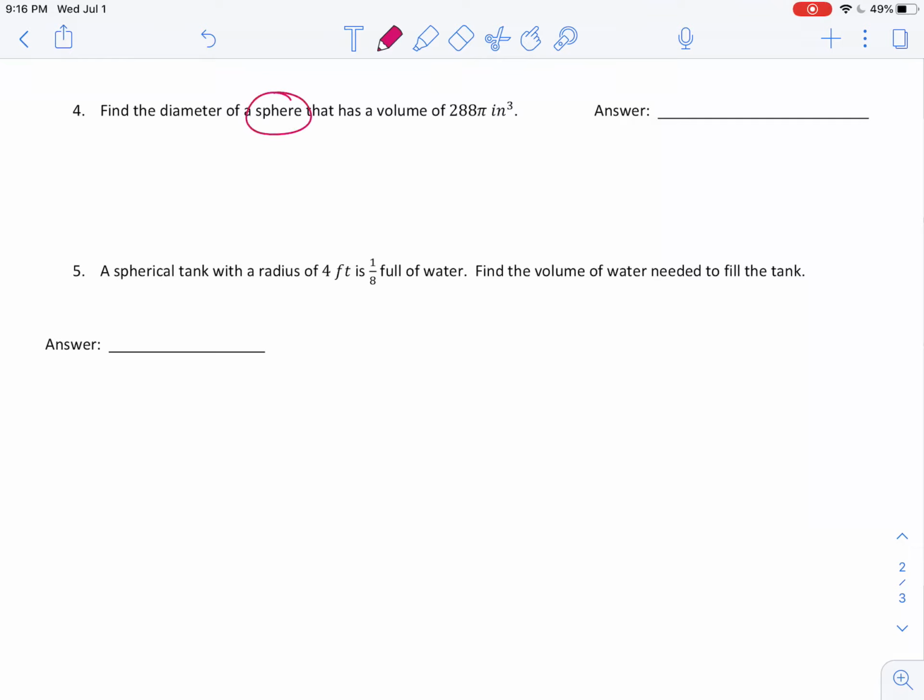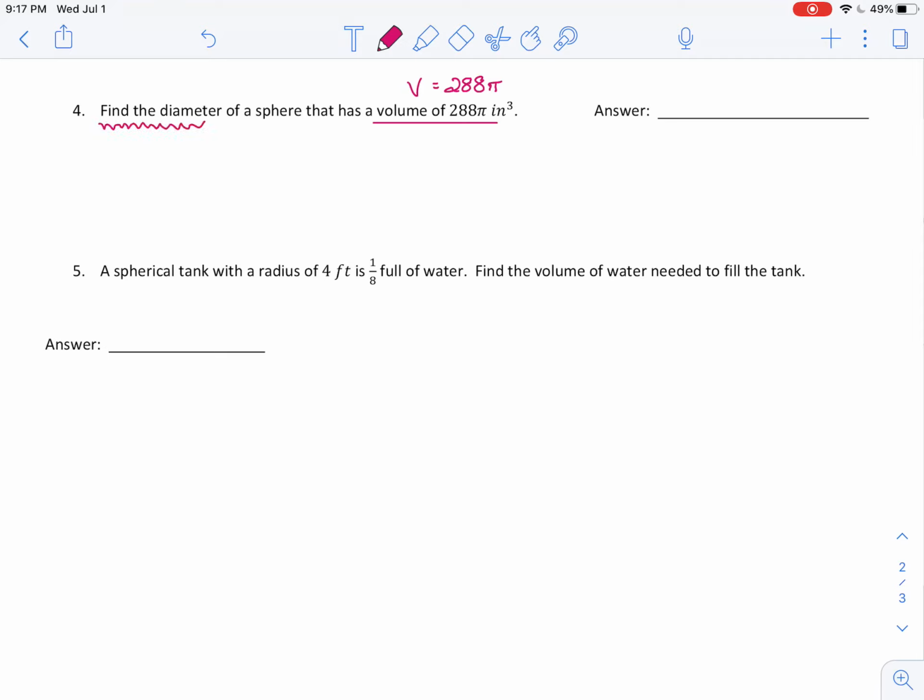Looking at example 4, I am still talking about a sphere, but it's telling me the volume. Anytime you're told the volume, you know what V equals. So you're not trying to find V like the previous problems. You're going to work backwards. It's also tricky because the ultimate question is to find the diameter, and that's not in our volume formula.